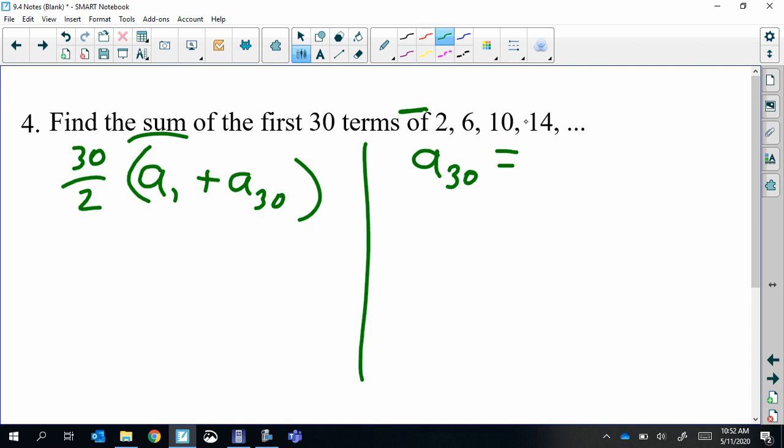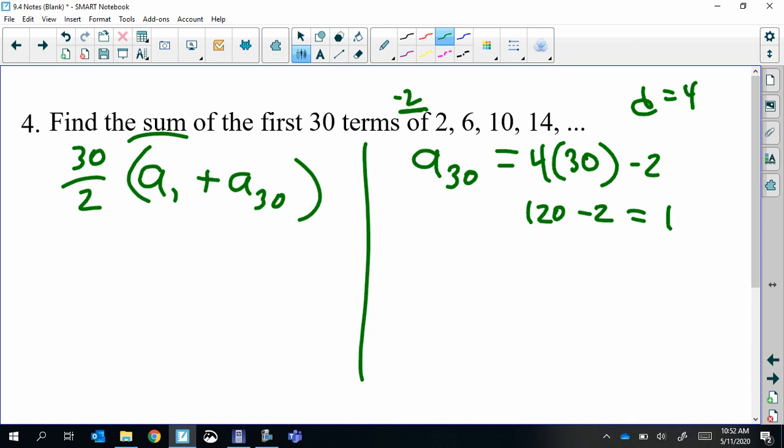So each time this is going up by 4, so d is 4, which means going back, we need to go down 4, which would be negative 2. So d is 4, n is 30, and then minus 2. So 120 minus 2 is 118. So that's that 30th term right there.